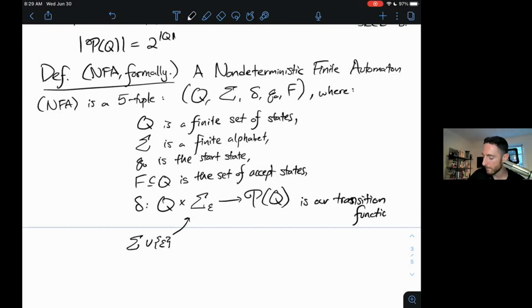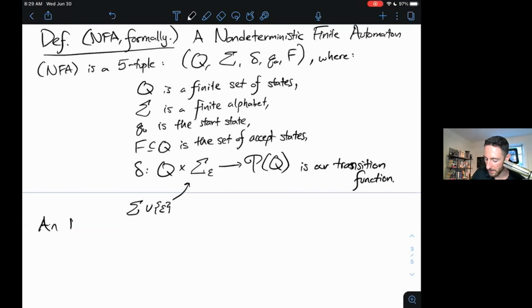And this is exactly what our NFA is doing, right? You look at a state, you give me a symbol, or you give me the empty string, and I will tell you a set of states that we're going to end up with branches in next. That set of states is, by definition, a subset of Q, or a member of the power set of Q.